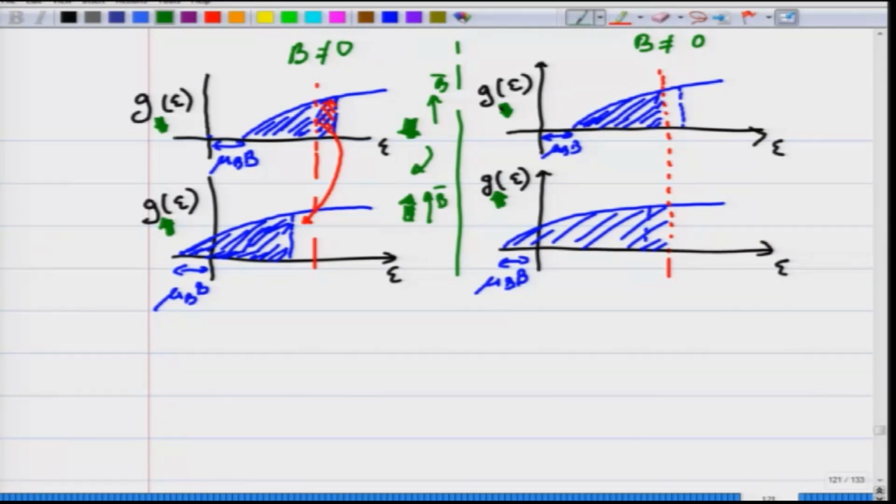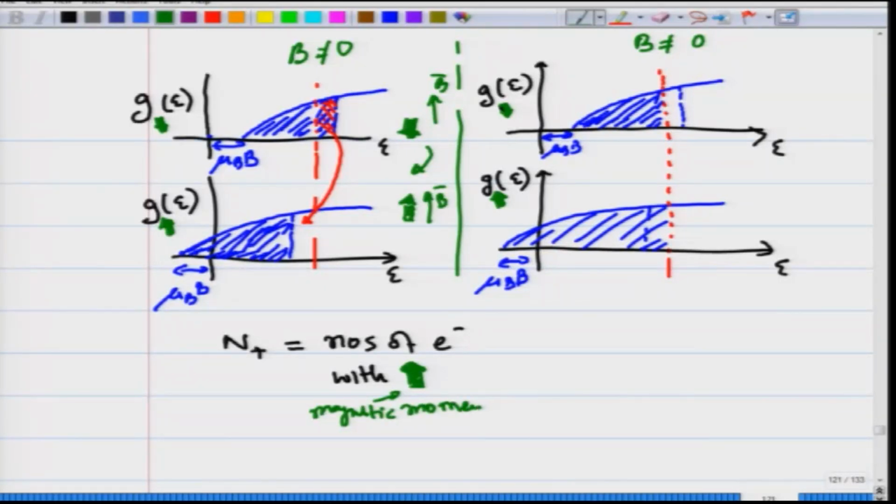So, how many are these electrons? Let us calculate. N plus is the number of electrons with magnetization aligned in the field direction, namely magnetization up. My magnetic field is always in the plus up direction. So, N plus represents the number of electrons with magnetic moment parallel to the magnetic field.